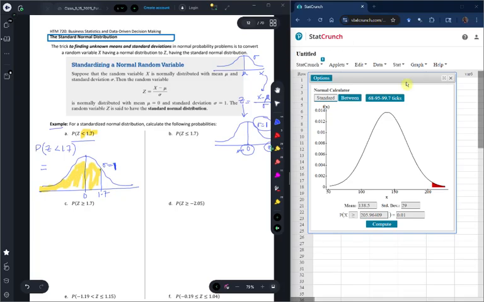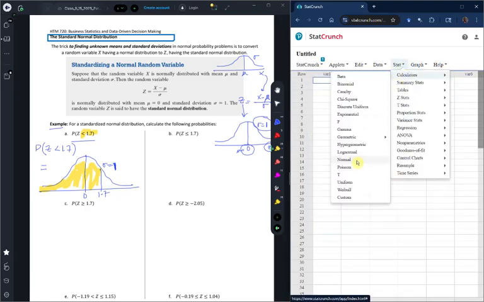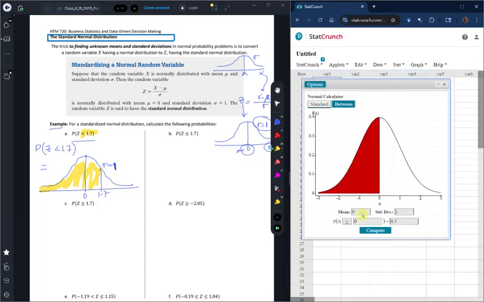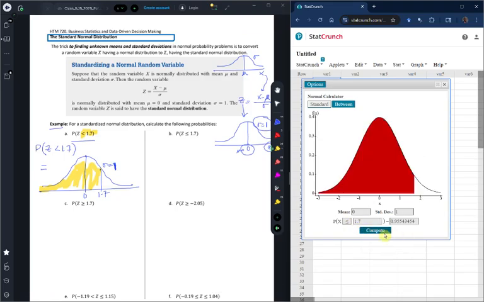I'm going to close out of this, go to Stats, go to Calculators, go to Normal Distribution. Take note that this always defaults to the standard normal distribution, 0 and 1. We're interested in the area below 1.7, so I want less than or equal to 1.7, and I will compute that. That will be equal to 0.9554.